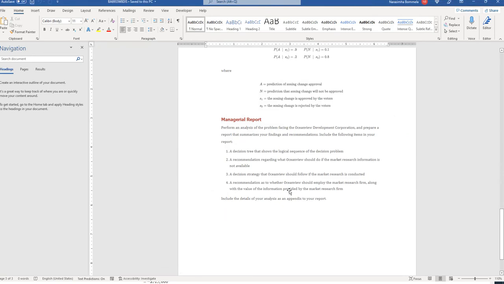Then the final question is a recommendation as to whether Ocean View should employ the market research firm, along with the value of information provided by the market research. We need to provide a recommendation to Ocean View whether market research should be conducted. If we employ market research, it means we are going to conduct market research. Whether we should do market research or not should be explained. To do that, we calculate the expected value generated when market research is conducted, and the expected value when market research is not conducted. When these two are compared, the option with the higher value is to be recommended to the organization.